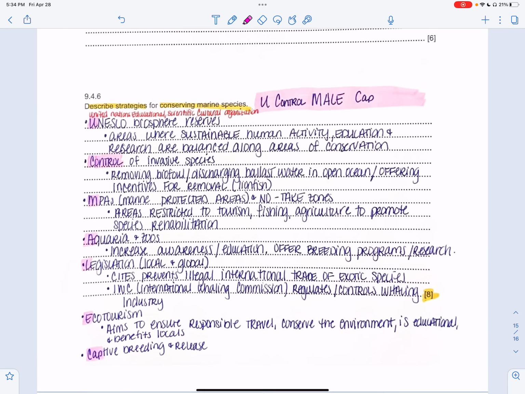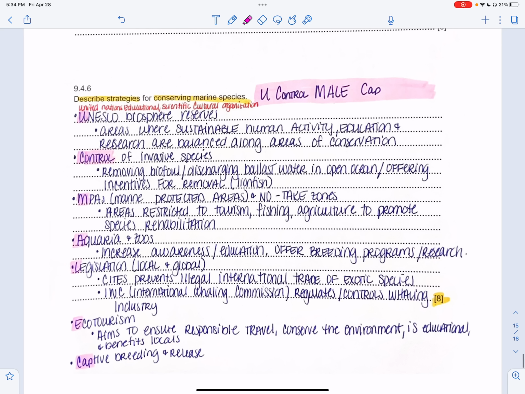And then the one I am most concerned about, that I think they're going to do: describe strategies for conserving marine species, which is straight up on the syllabus and hasn't been asked yet.